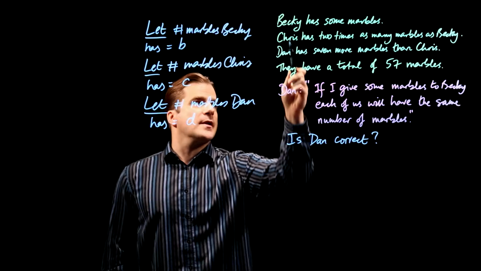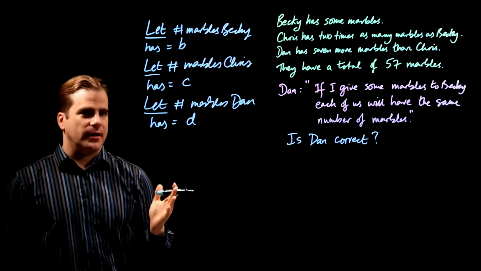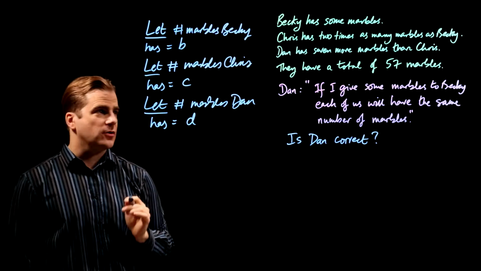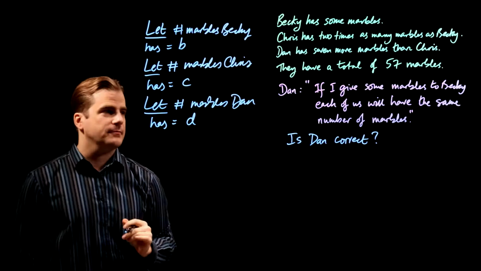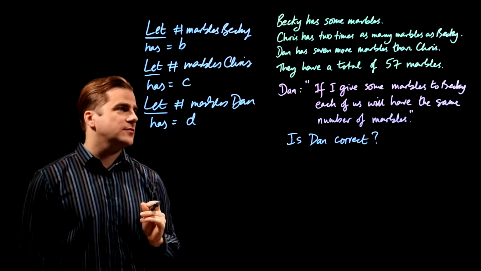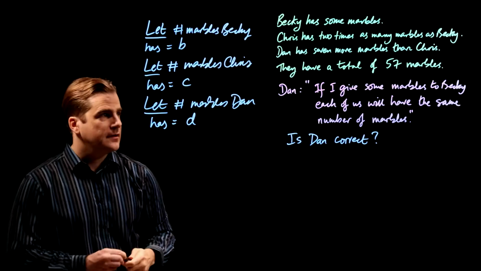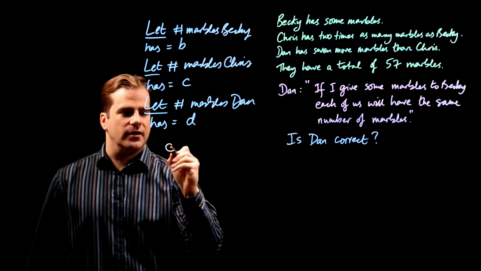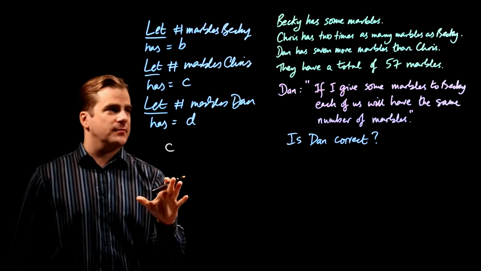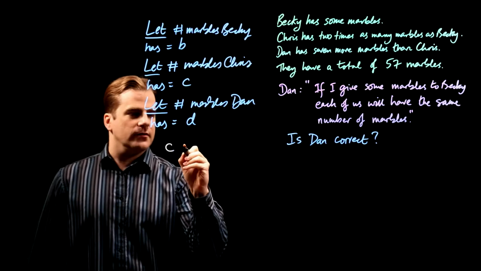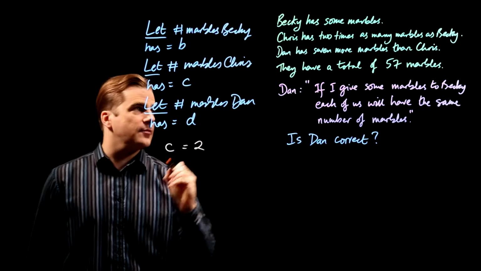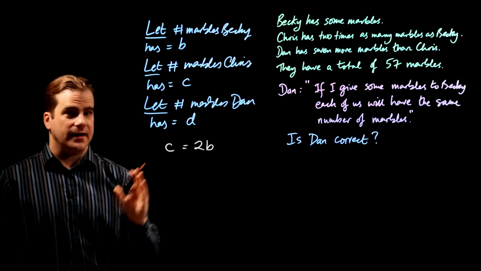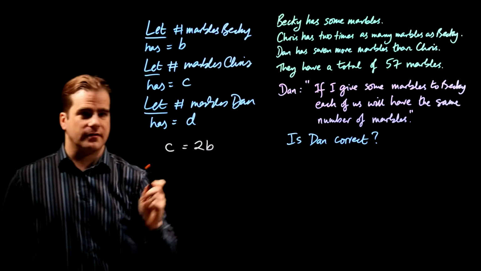Let's see. Becky has some marbles. Can't do anything with that. Chris has 2 times as many marbles as Becky. Right, we're going to convert that into maths. Chris has 2 times as many marbles as Becky. Let's change colour. So, Chris has more marbles than Becky. He's got twice as many. So, Chris has 2 times as many marbles as Becky. Well, that's it. That's that sentence converted into maths.